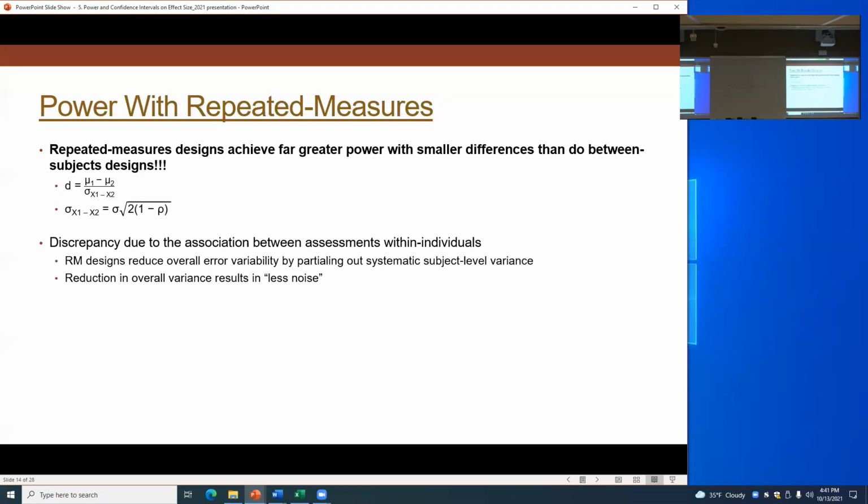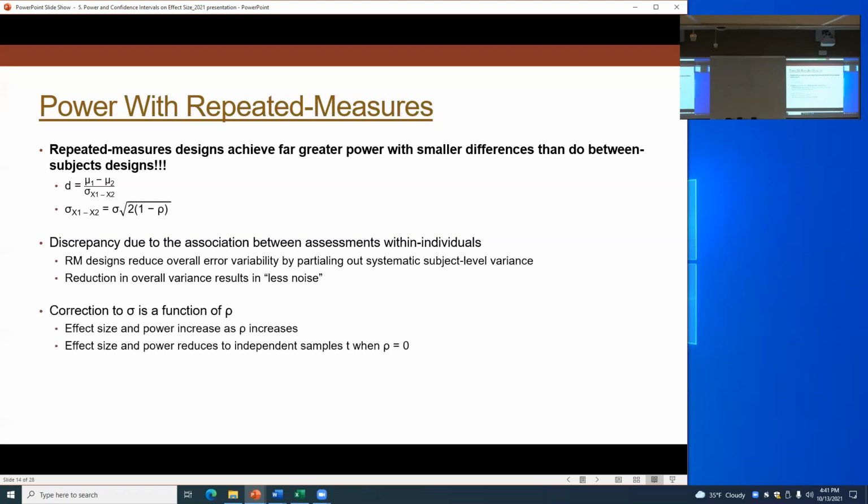And what we get is less noise. All the individual different stuff that people come in with, what mood they're in, how they typically respond to stuff, all that goes out the window when everybody's counting as their own controls. And then we've also got this correction to my standard deviation estimate, which is a function of the correlation between those two tests. As the correlation between my two repeated assessments gets higher and higher, that's driving that effect higher and higher and giving me more and more power.